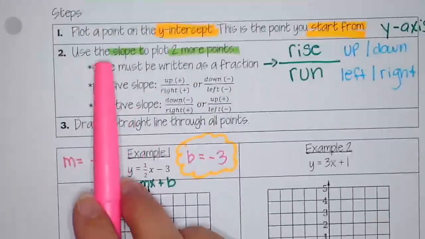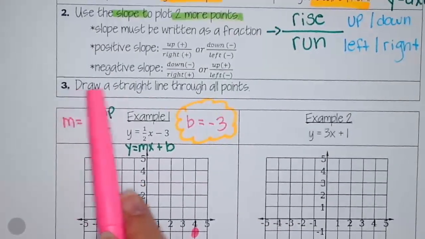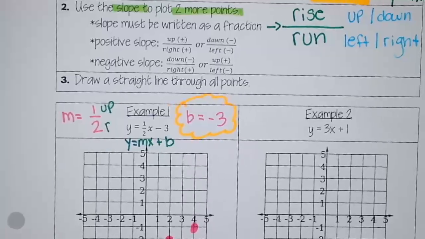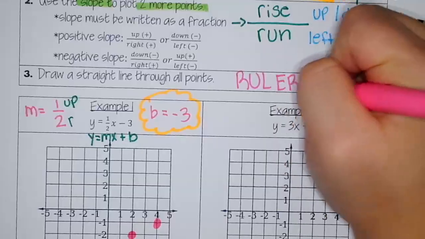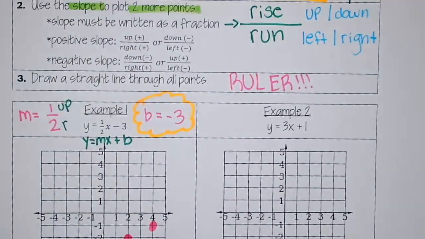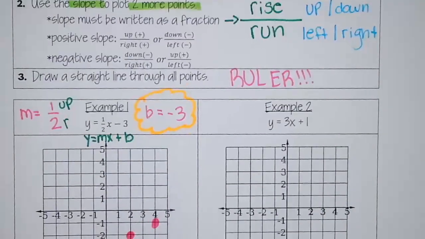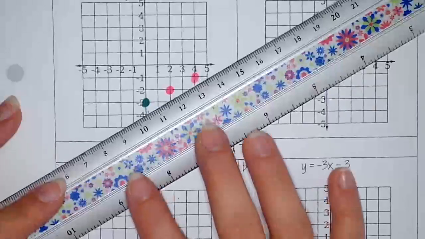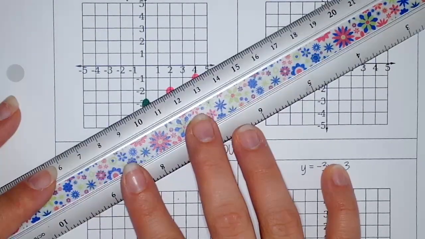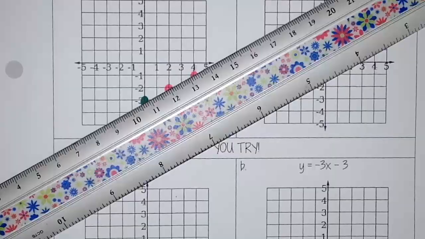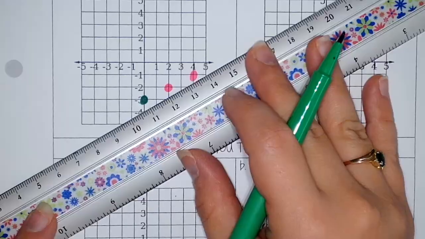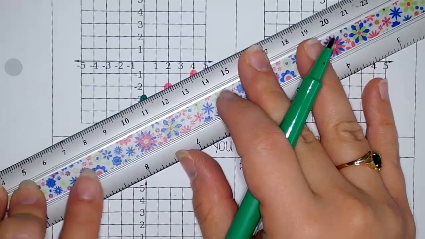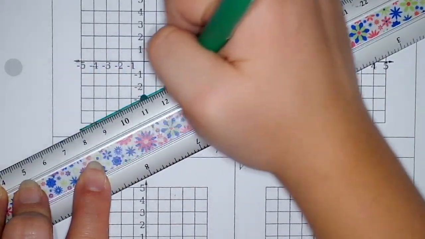Now, once you have 3 dots, you move on to step 3. Draw a straight line through all of the points. Next to this, can everyone put in big capital letters? Ruler. These are straight lines, and for that reason, you need a ruler in order to make it look very, very straight, which is why you should have one on your desk. Go ahead and take your ruler, and I want you to line it up with the 3 dots that you made to the best of your ability. Line it up super, super well. As best as you can. And then you are going to put a big line through the whole thing.